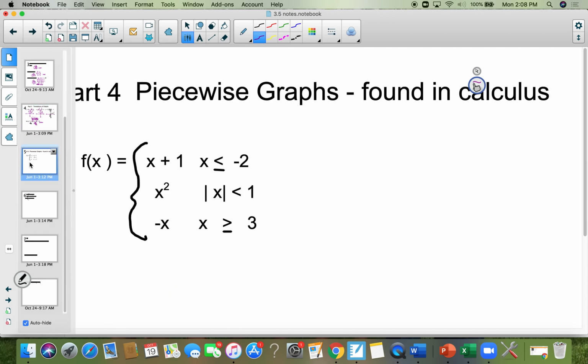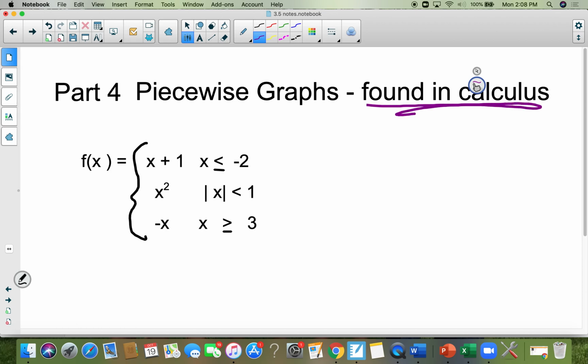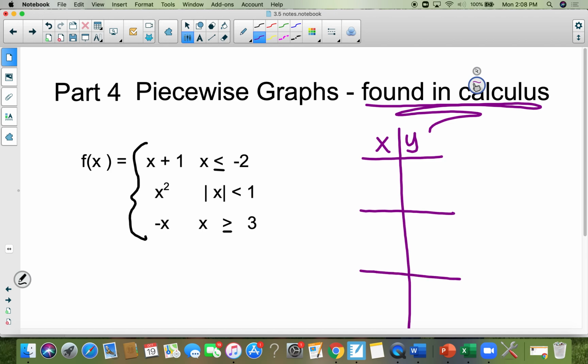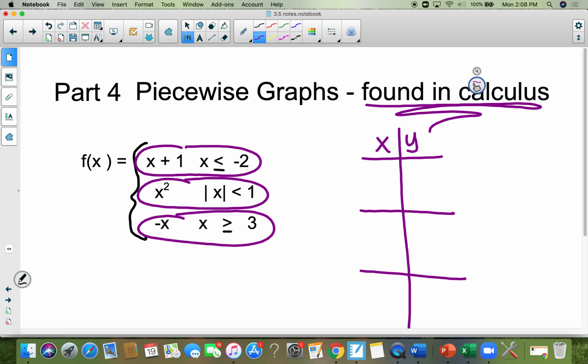How do you make piecewise graphs? And we did this in Algebra 2 last year, but this is found in calculus throughout the whole book. So this is very time consuming, so we're gonna do 2 of these. I think a lot of you remember making these XY charts, and you need 3 divisions. It's called a piecewise graph because you're only having a piece of this one, a piece of this one, and a piece of this one.